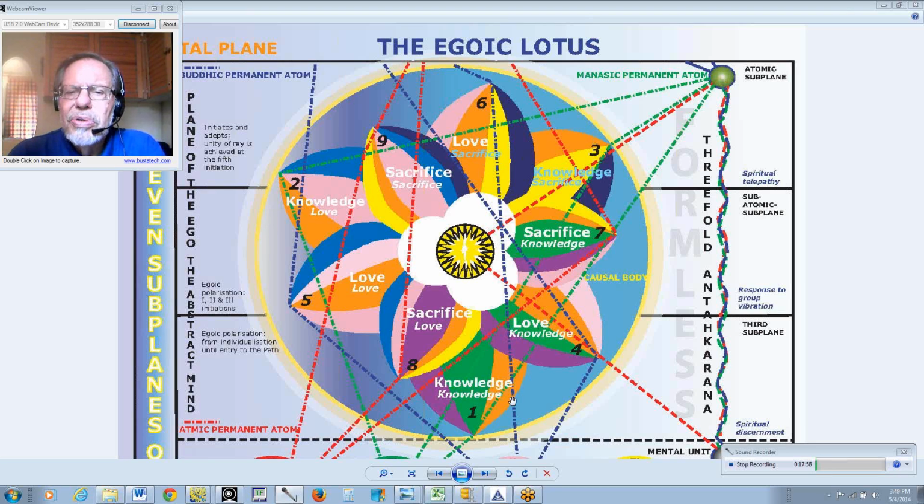The petals of knowledge, 1, 2, 3, are given in the Hall of Ignorance, or unfolding in the Hall of Ignorance. The petals 4, 5, and 6 unfold in what is called the Hall of Learning, and are correlated closely with the development of the astral body. I mean, the astral body exists from the very beginning, but its higher form of development occurs obviously later in the evolutionary process. And then these petals of sacrifice, 7, 8, and 9.